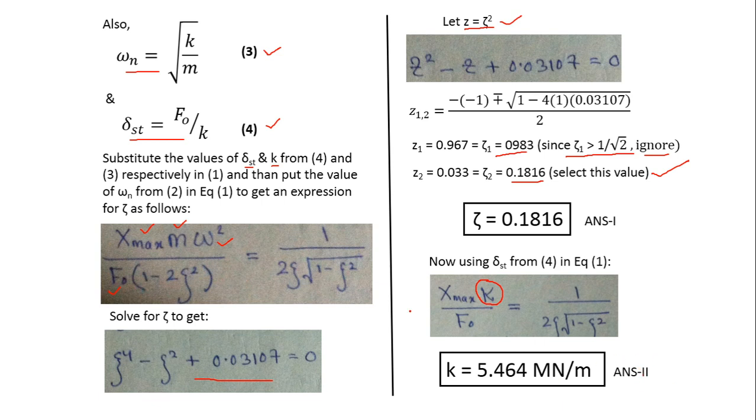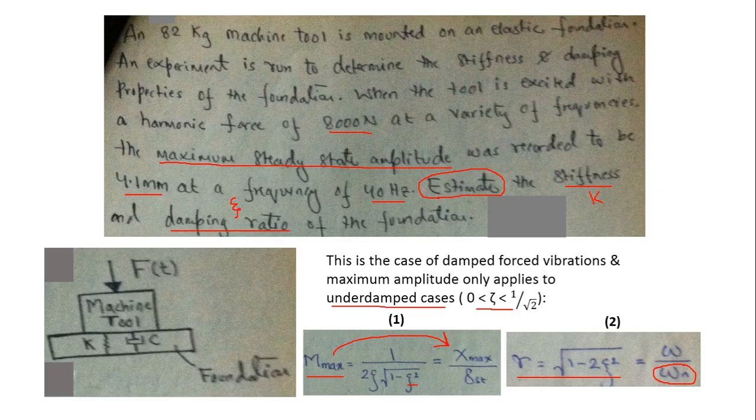So we have calculated the unknown stiffness and unknown damping of our foundation by performing this simple experiment. That is, we tried to operate this machine at different frequencies and put some vibration sensor on it. At a frequency of 40 hertz, this system gave us a maximum amplitude of 4.1 millimeters. Because it gave us some maximum value, we used these formulas and estimated the damping and stiffness in it.